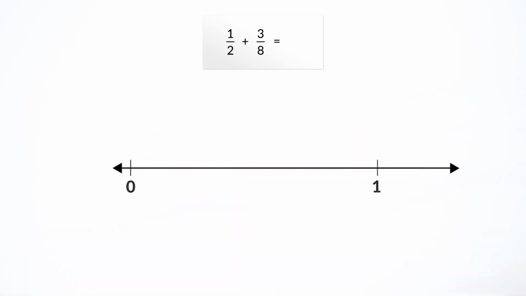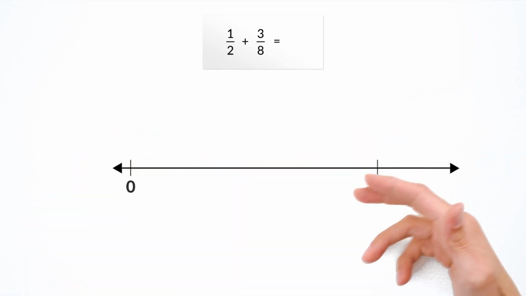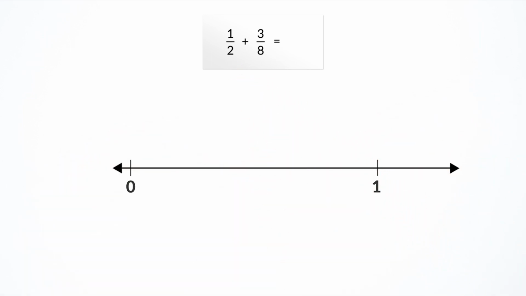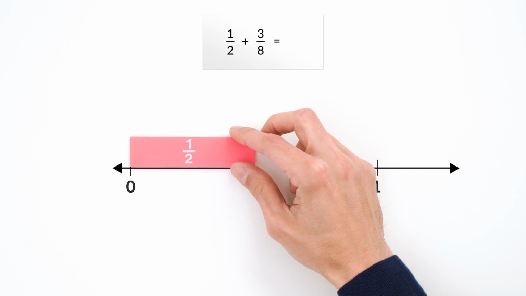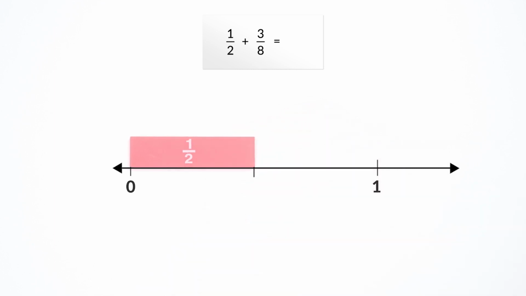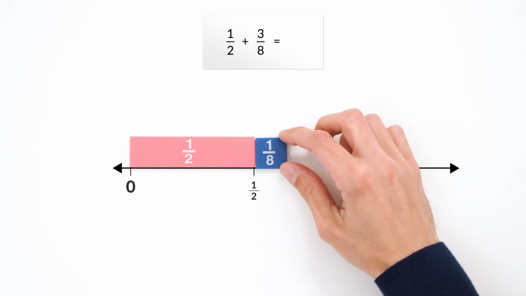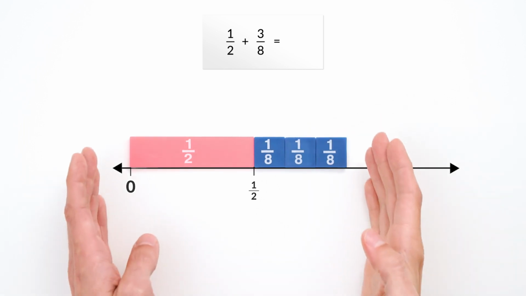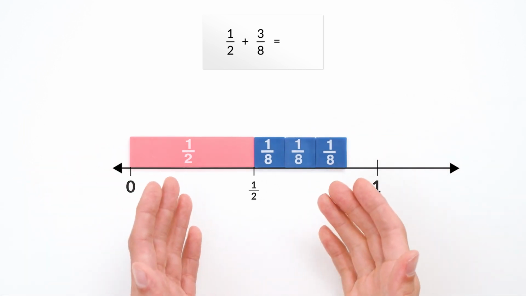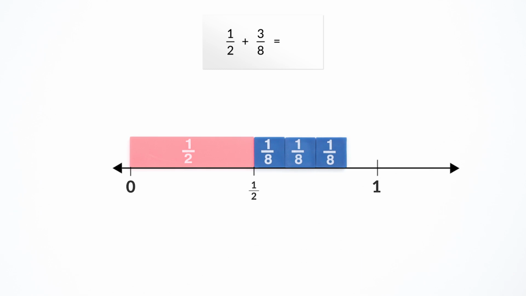To solve the problem, I can use the fraction tiles to help me find the location of the first addend, 1/2. So I'll place a 1/2 fraction tile so that the edge is exactly at 0. And I'll label the location of 1/2 on the number line. Next, I'll use the fraction tiles to add 3/8 to 1/2. The total length of the tiles is now the sum of the fractions. And I can see from the representation that the sum of 1/2 and 3/8 is less than 1.